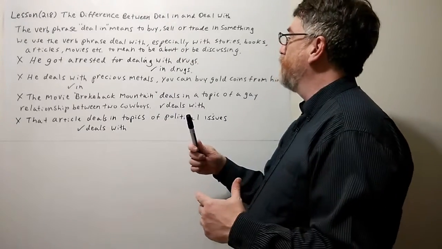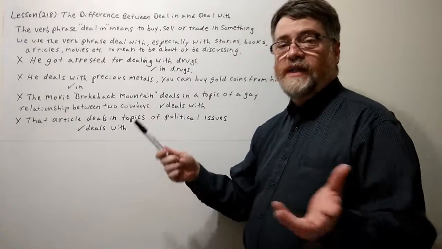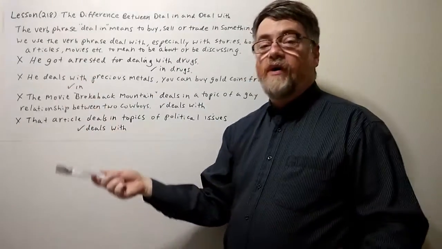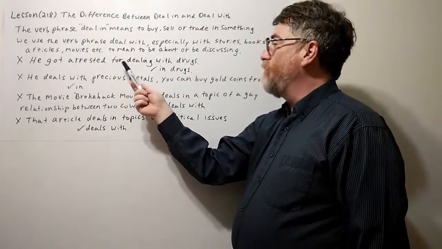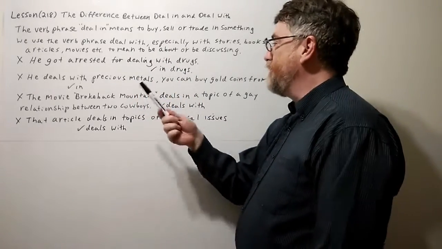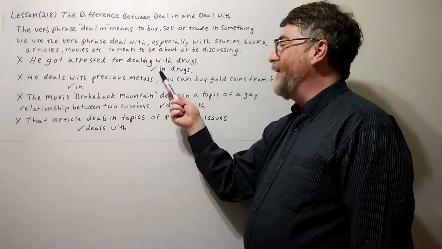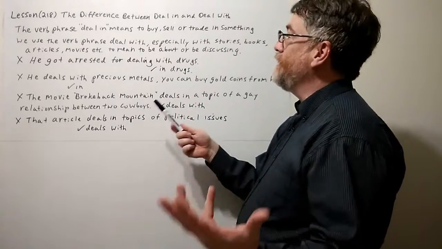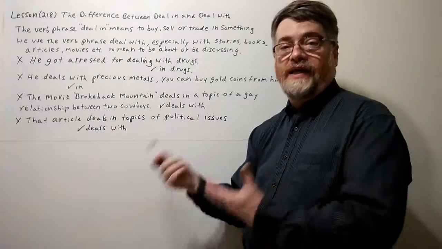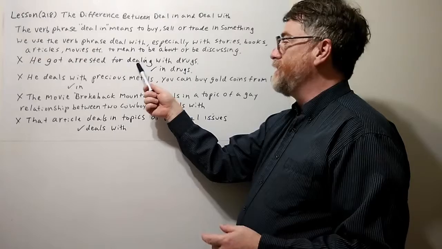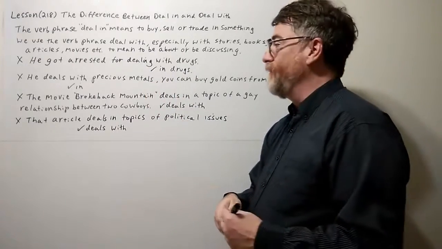Okay, so let's continue here. Let's look at some of the examples. Of course, with the X, this would be wrong. You say, he got arrested for dealing with drugs. So a student may say that. Now, of course, this definitely should be for dealing in drugs. With the check, this is correct. It basically means he's doing business. He's buying or selling them. That's illegal, dealing in drugs. But you wouldn't say dealing with drugs here.